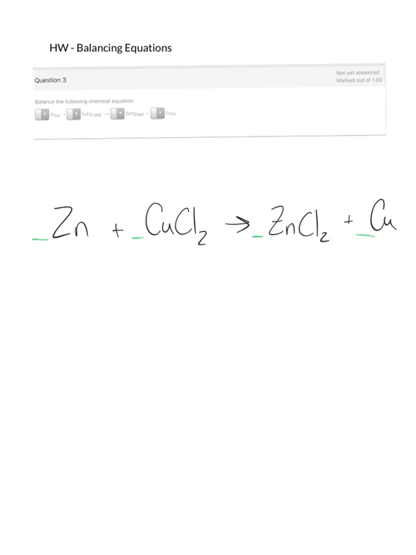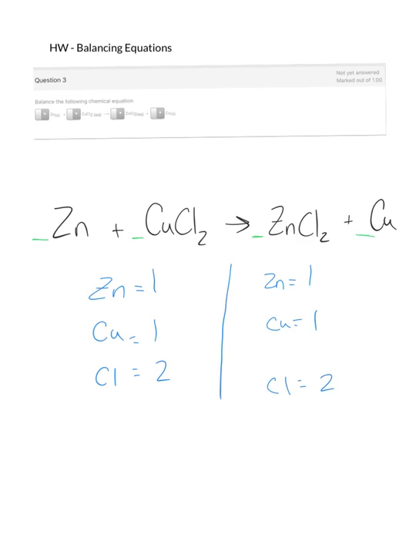So let's see what atoms I have on both sides of the equation. I have zinc, I have copper, and I have chlorine. Now let's count how many atoms of zinc I have on the left. So it's just one zinc on the left, one copper, and two chlorine. On the right side, one zinc, one copper, and two chlorine. You can see here the chlorine has two, and on this side the chlorine has two. Okay? All right, very good.